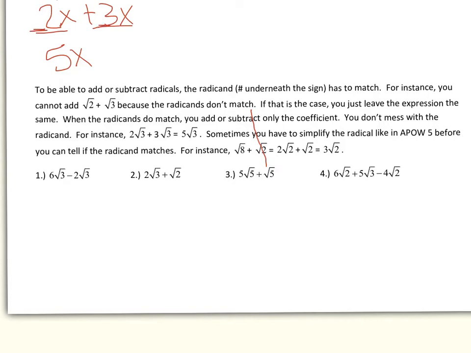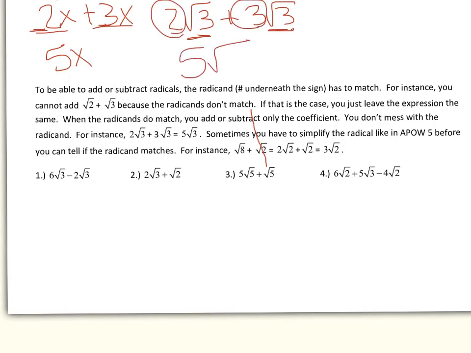So adding and subtracting square roots is exactly the same. So I have 2 square roots of 3 plus 3 square roots of 3. Okay, so these are like terms because they're both square roots of 3. So I just add the coefficients. 2 of these plus 3 of these. Oh, look, there are 5 of those. I don't touch the radicand at all. I don't mess with it. Just like you didn't mess with the x. It's the exact same process.